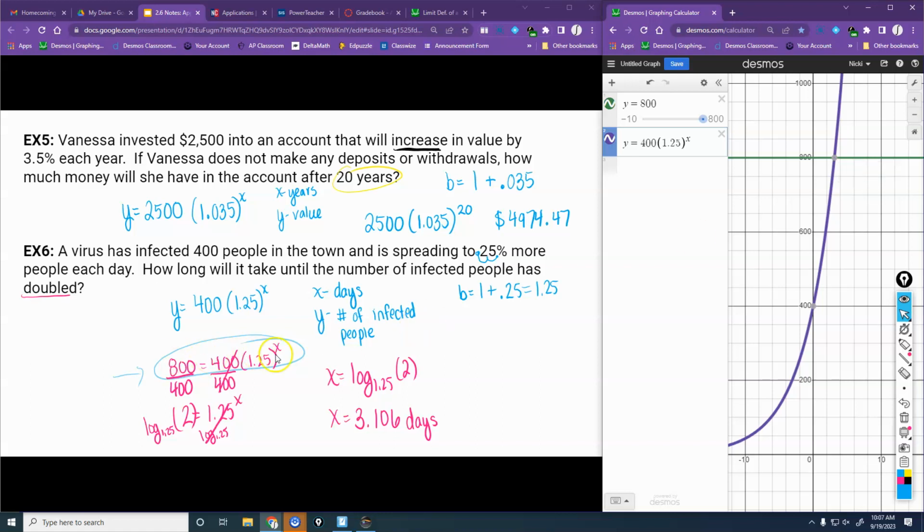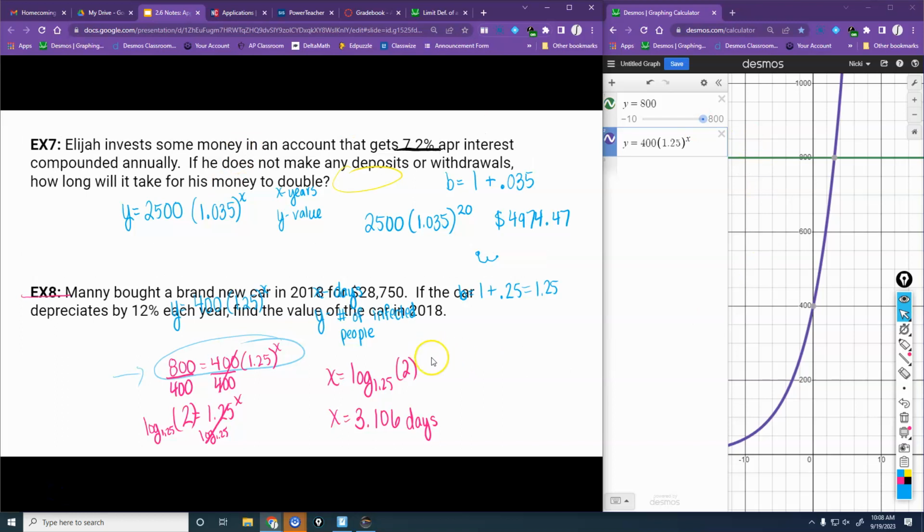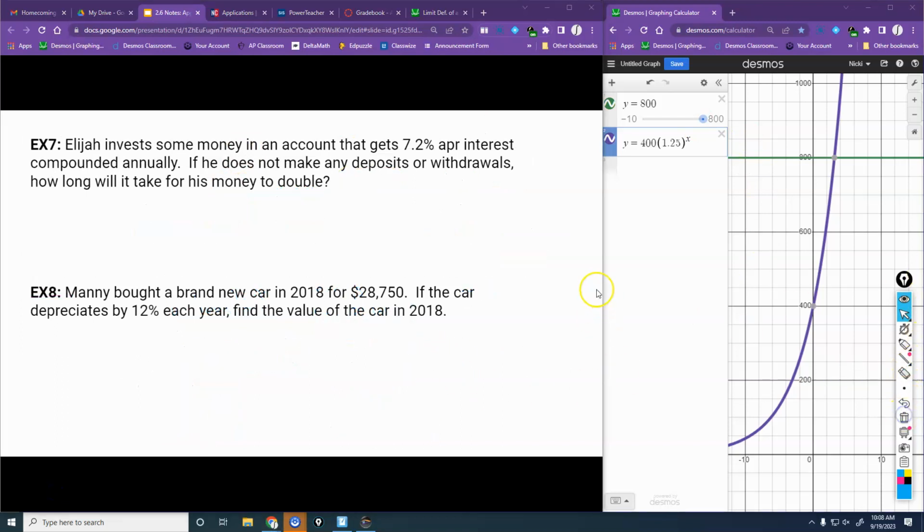But if you forget how to solve these by hand, any equation, it doesn't matter. We're going to do some other really difficult equations. If you forget how to do any equation by hand, you can put one side in the top line, y equals that, and y equals the other side here, and just look for where they cross. Okay? Questions? All right. Let's go to the next questions here.